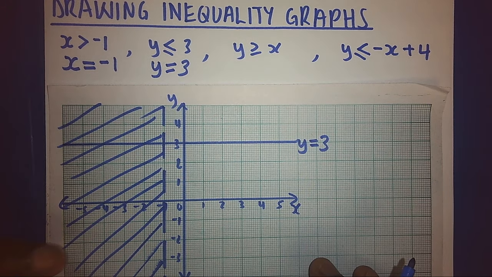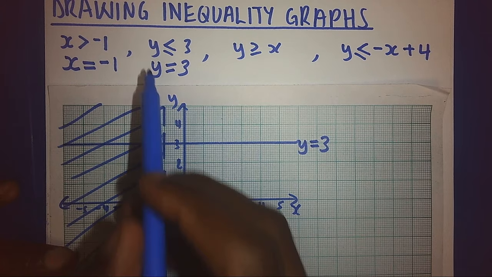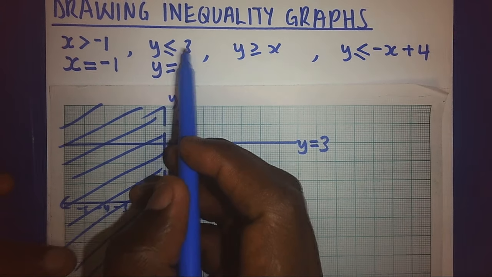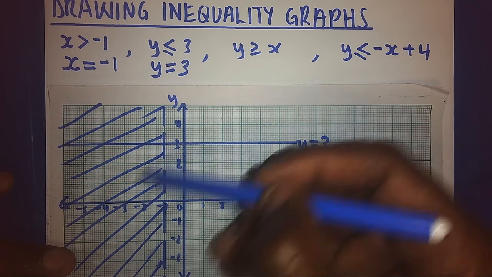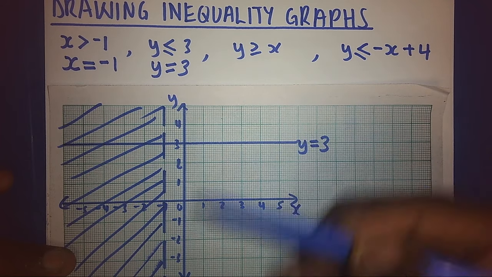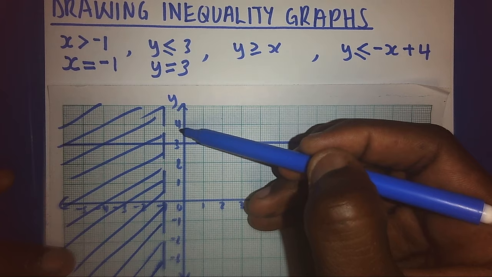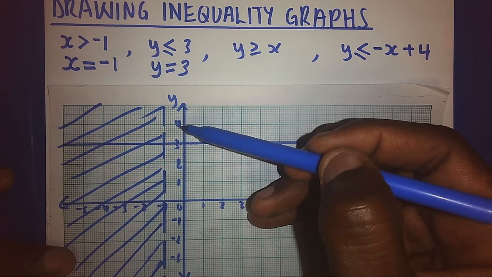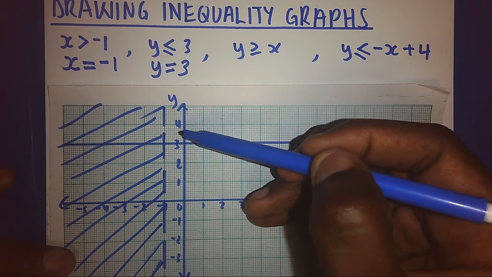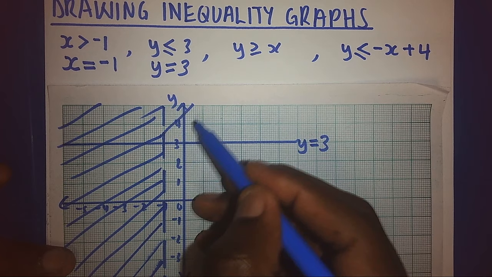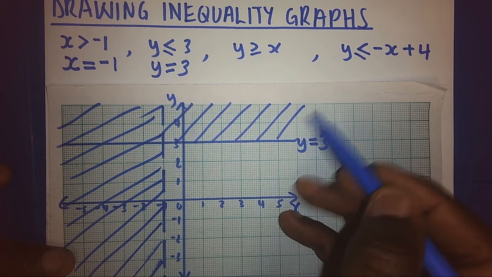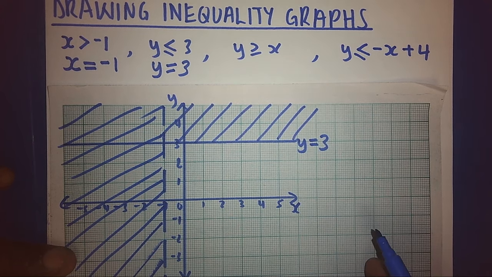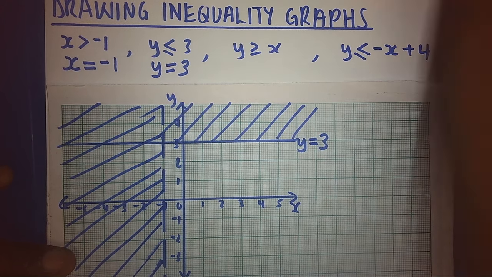But we want y is less than 3. Y is less than 3 is the below region. Above is y is greater. So, since our inequality is less, that means we don't want up. And we said we shall shade an unwanted region. Let's go to the next inequality.